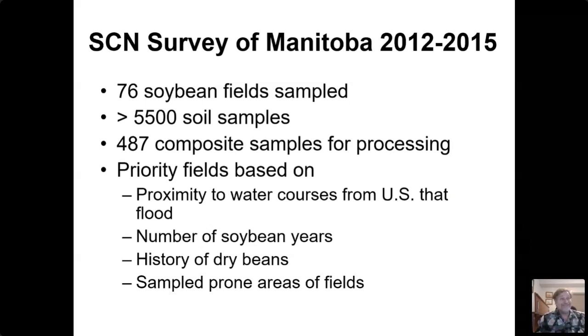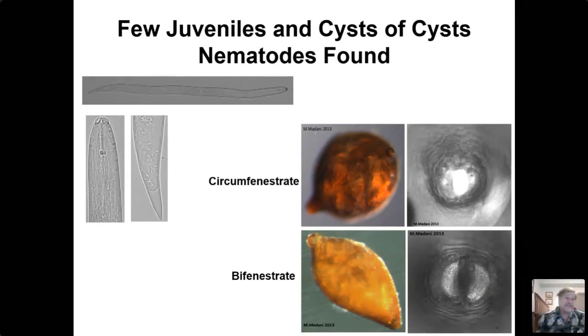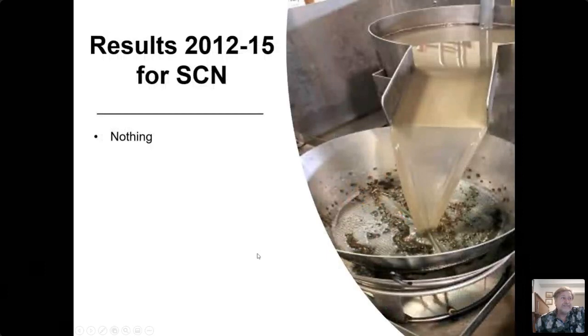So we're now getting what you might call mature fields where they've seen more than 3 years of soybean having been grown at some point. We also have the history of dried edible beans, which I'll get back to in a moment. And so we sampled areas prone to soybean cyst nematode entry. And we found some cysts, just a very few cysts. These are some cysts really busted up and not super pretty. We found some juveniles, but when we did our analysis, nothing in terms of SCN.